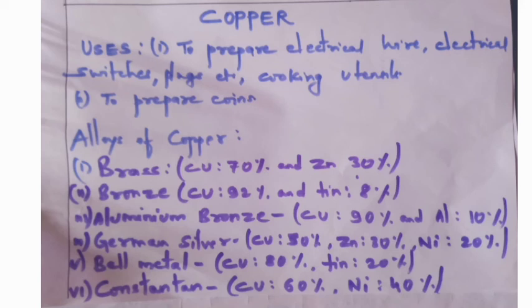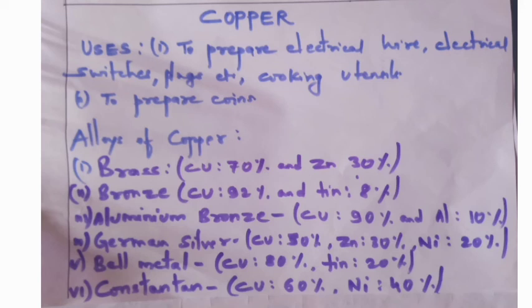Some of the alloys of copper are brass. Brass is composed of copper 70% and zinc 30%. Another alloy of copper is bronze, which is composed of copper 92% and tin 8%. Another alloy of copper is aluminium bronze, which is composed of copper 90% and aluminium 10%.